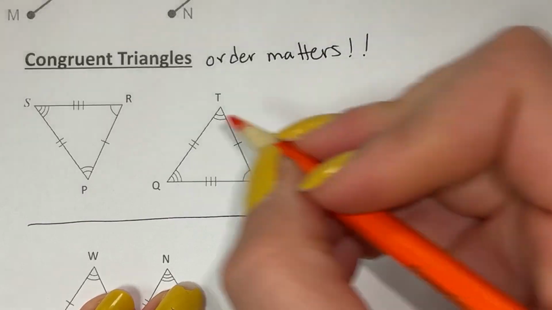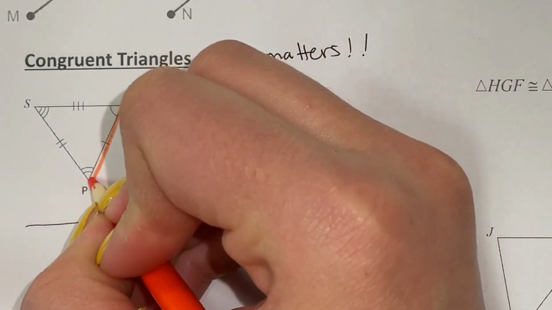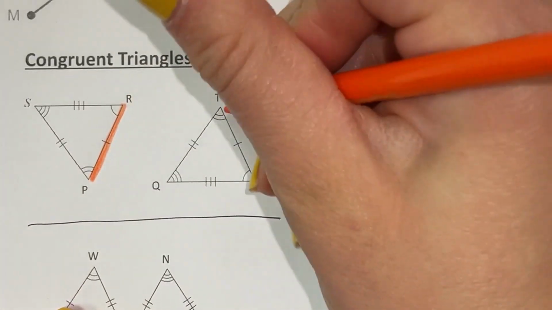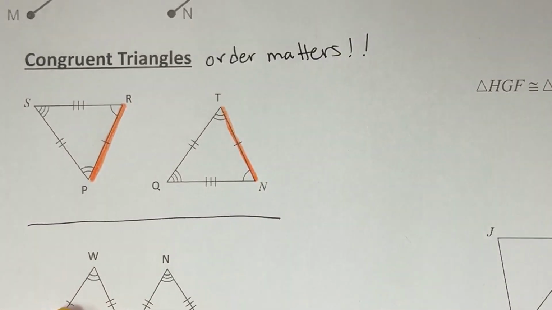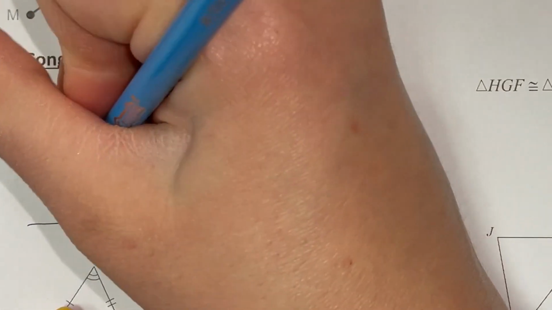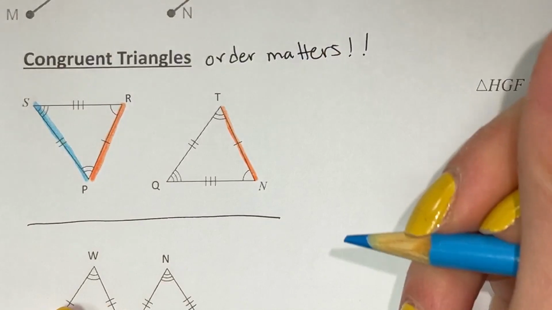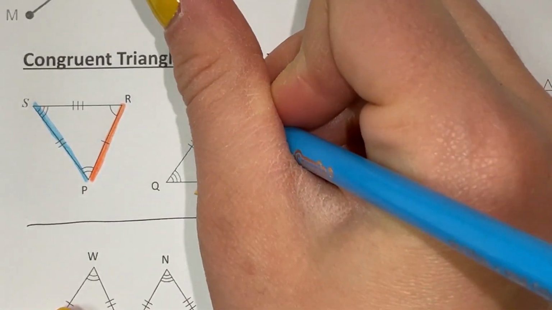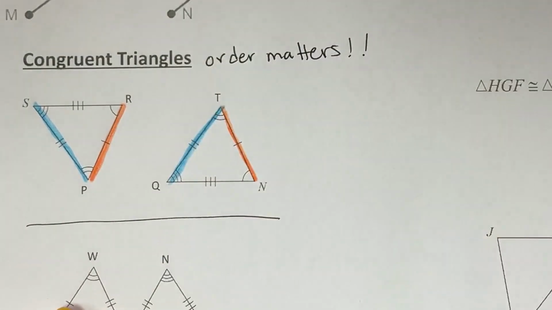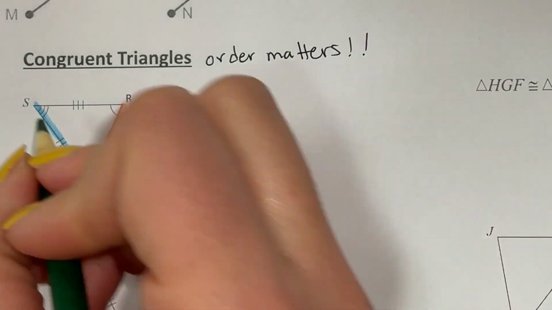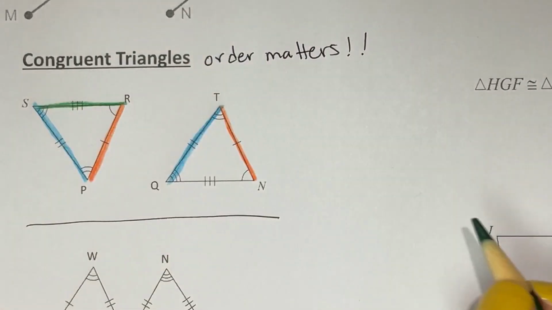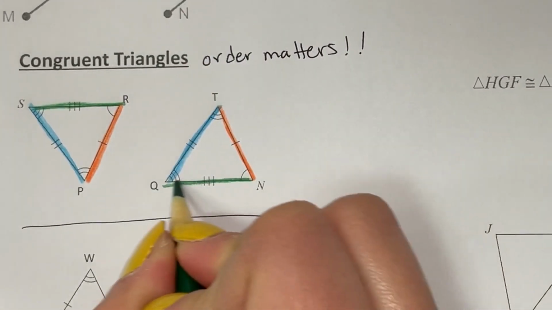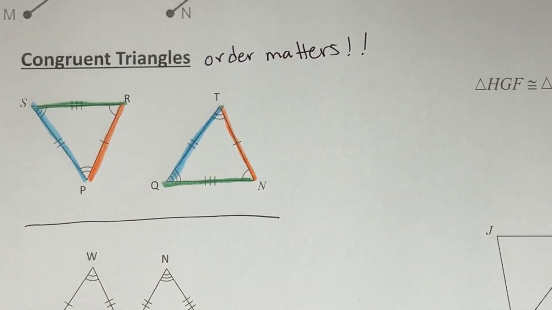So I need you to notice R to P has one tick mark. T to N has one tick mark. P to S has a double tick mark. T to Q has the double tick mark. And then lastly, S to R has a triple tick mark, and Q to N has a triple tick mark.